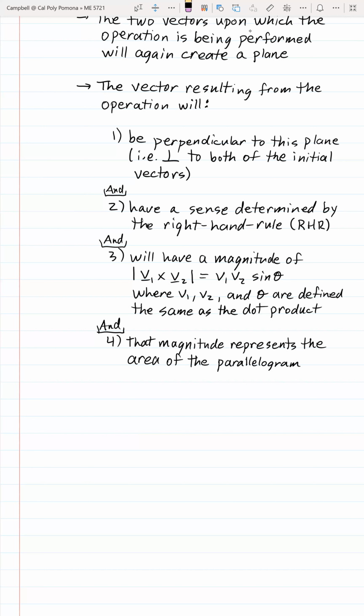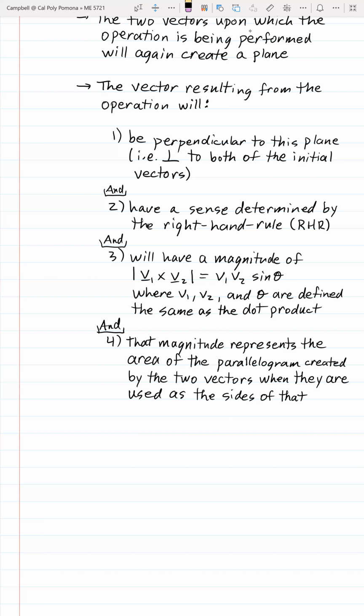Parallelogram created by the two vectors when they are used as the sides of that parallelogram.